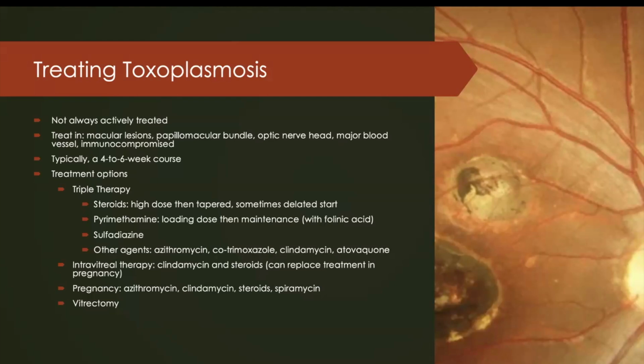The triple therapy is typically steroids, pyrimethamine, and sulfadiazine. The steroids start at a high dose, and you then lower it down. That should say a delayed start: you sometimes wait a couple of days to let the pyrimethamine and sulfadiazine work before you start steroids. And then the pyrimethamine starts with a loading dose first, and then you maintain the dosage. You give it with folinic acid, and the sulfadiazine as well.